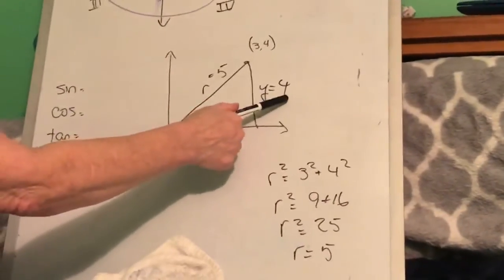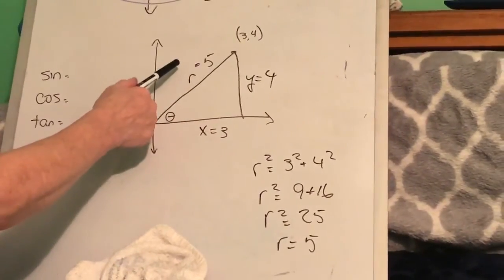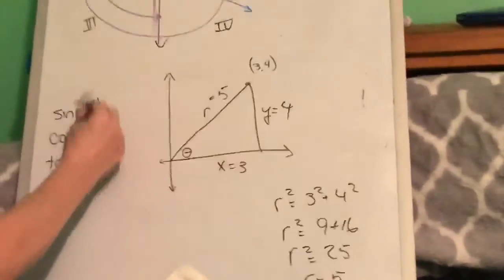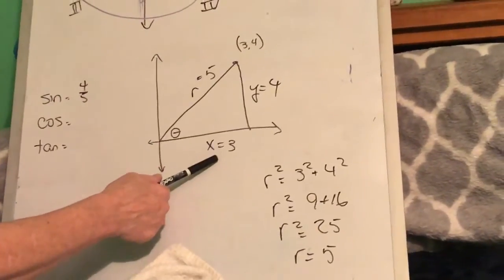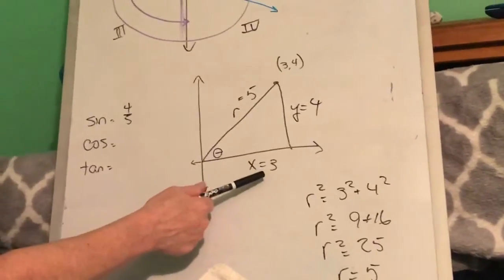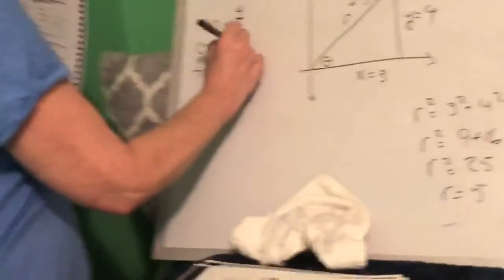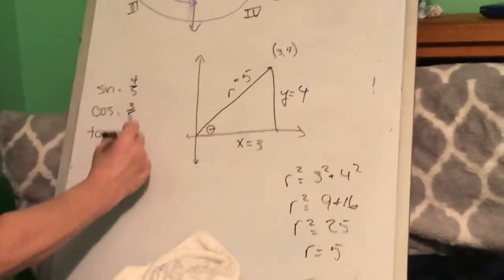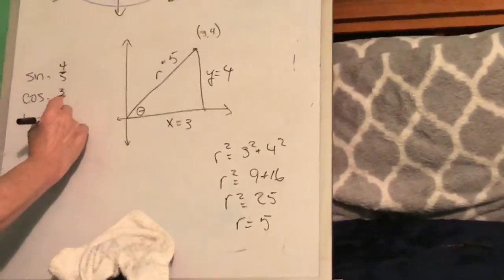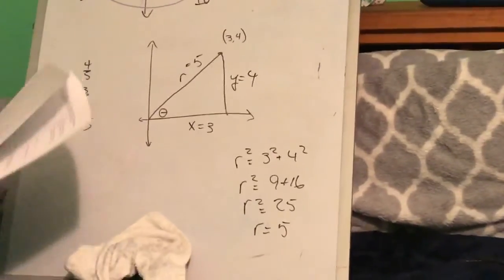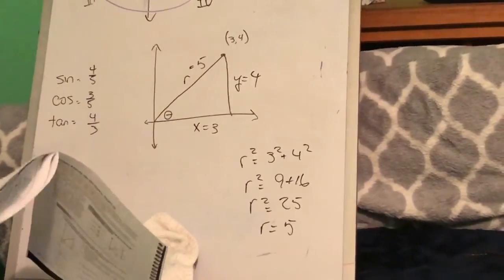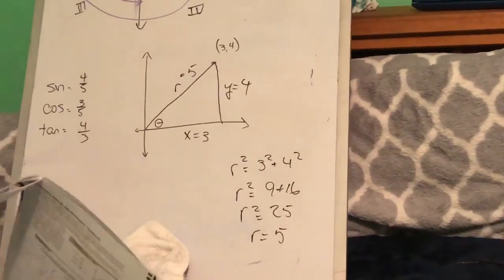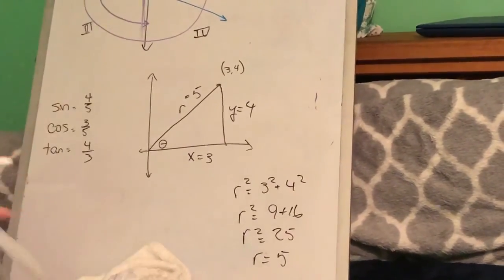So the sine will be the opposite over the hypotenuse, or y over r, which is 4/5. The cosine will be the adjacent over the hypotenuse, or x over r, which is 3/5. And the tangent will be opposite over adjacent, or y over x, which is 4/3. Okay? And that is it for this particular section. Follow that closely as you do your work. Thank you.